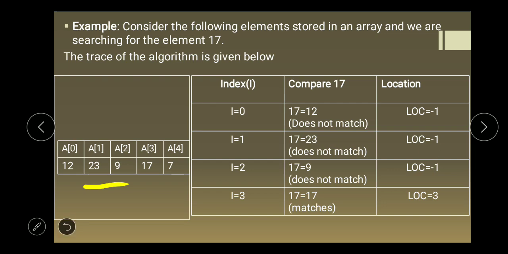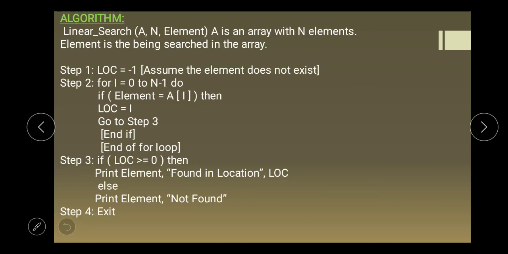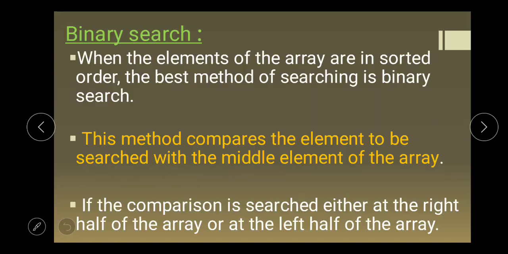Then compare 17 with the third element, 9. Is 17 equal to 9? No. Location is equal to -1 again. Then 17 with the next element, 17. Is 17 equal to 17? Yes, it matches. That's why location is equal to 3, because the 17 is in A of 3. Our item is found. So location is equal to 3. Then print element found in the location 3. LOC means 3. Exit. This is our linear search.